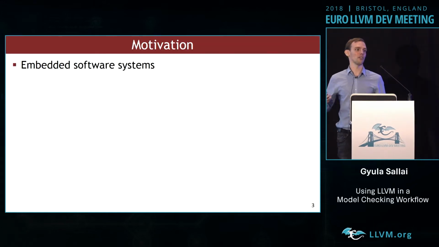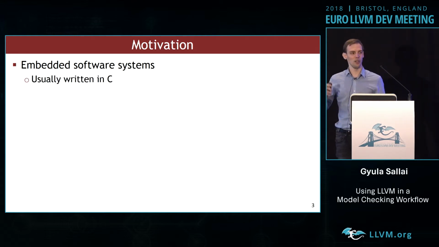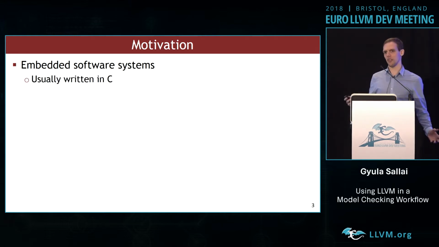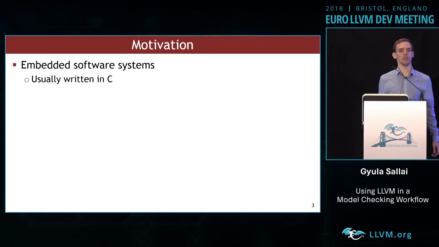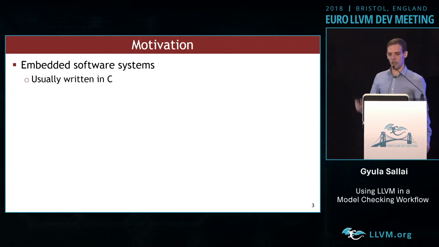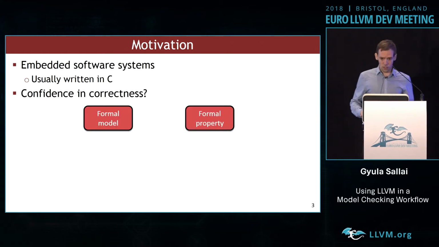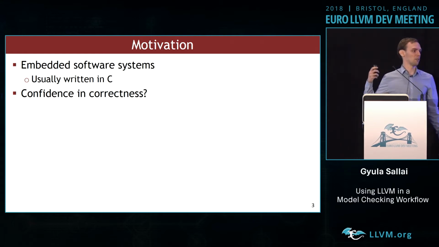Nowadays we are surrounded by different embedded software systems. Many of them are written in C, and these are present in almost every aspect of our lives. We have them in our home appliances, washing machines, microwaves, cars, etc. And of course, as with everything, we want to have an increased confidence in their correct behavior.